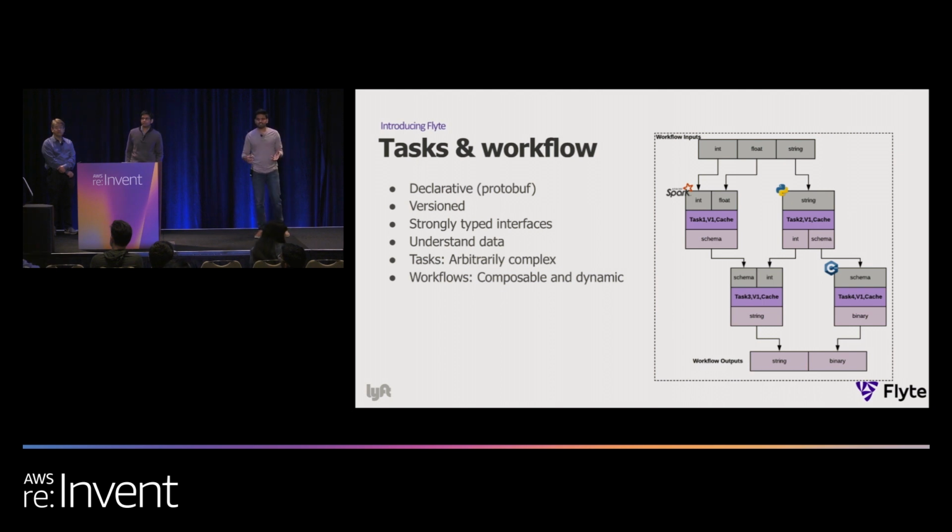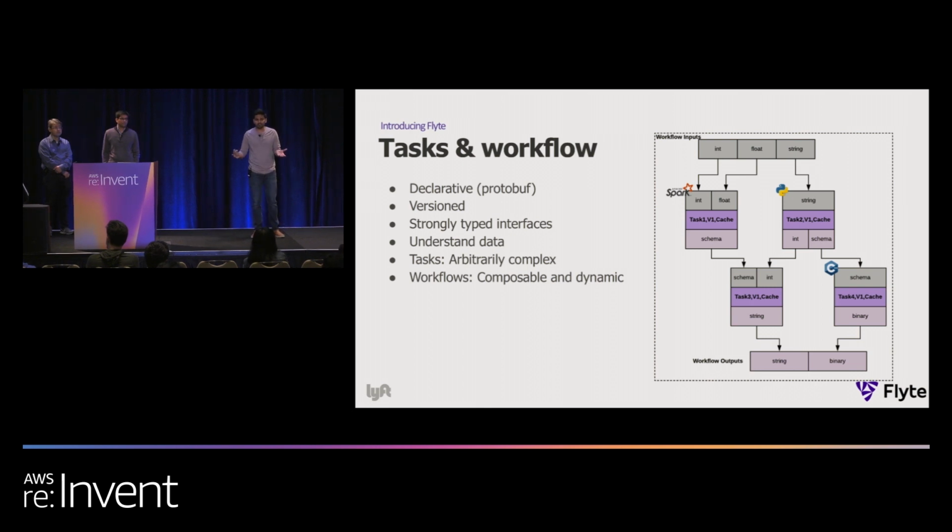One of the primitives is called a task. A task is the atomic unit of execution. For example, it could be a Spark job. It could be a Hive query. It could be a model training job. And so tasks can be arbitrarily complex. They can be, as I said, Spark, Hive, or a training job, or a simple Python function. And they are strongly versioned and always declared using protobuf in the system.